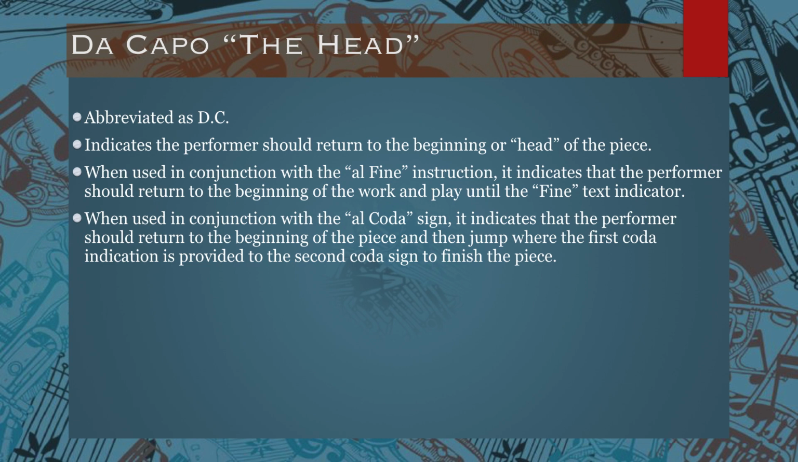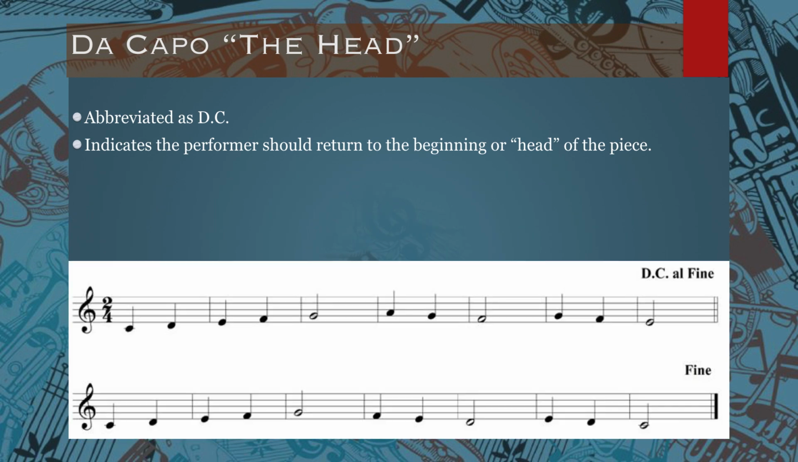So if you see DC al coda, what you'll do is go back to the very beginning of the piece, and once you hit the first coda sign, you'll play all the way through until you hit the coda sign again, and then you'll jump to the final coda sign to finish off the piece. So here's da capo, the head, abbreviated as DC.